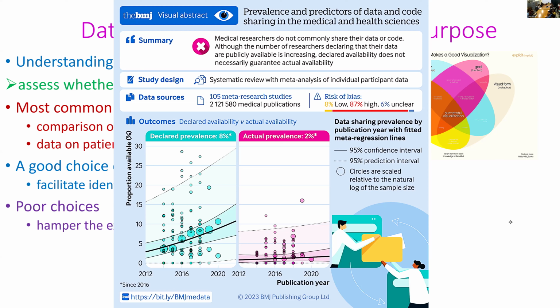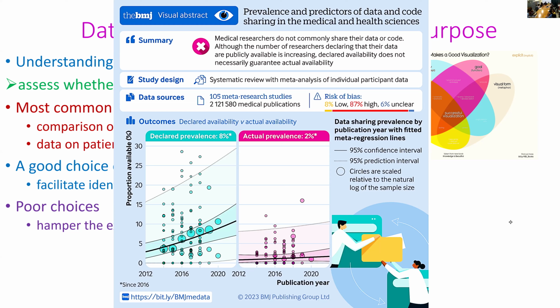What is the study design? Systematic review. I collected from 2 million publications, of which 105 were meta research. What is the quality of the data? We know that red generally means danger. 87% were high risk of bias. Even if somebody doesn't understand risk, red, oh, okay, it's not a very good thing.